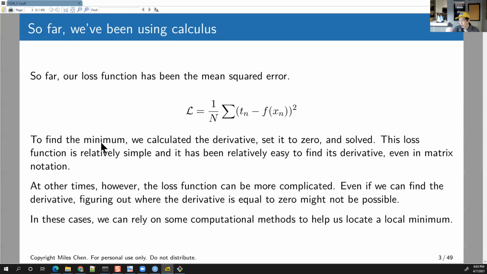Okay, so we want to minimize the mean squared error, and what we've been doing so far is we've been doing a bit of calculus. We calculated the derivative, we set it equal to 0, and we solved. We did this. We can do it with partial derivatives. We can also do it in matrix notation or vector notation.